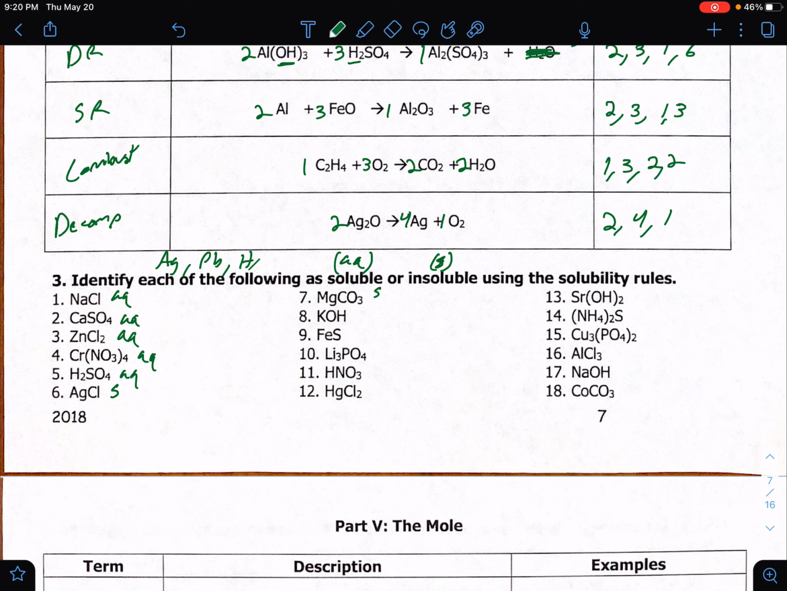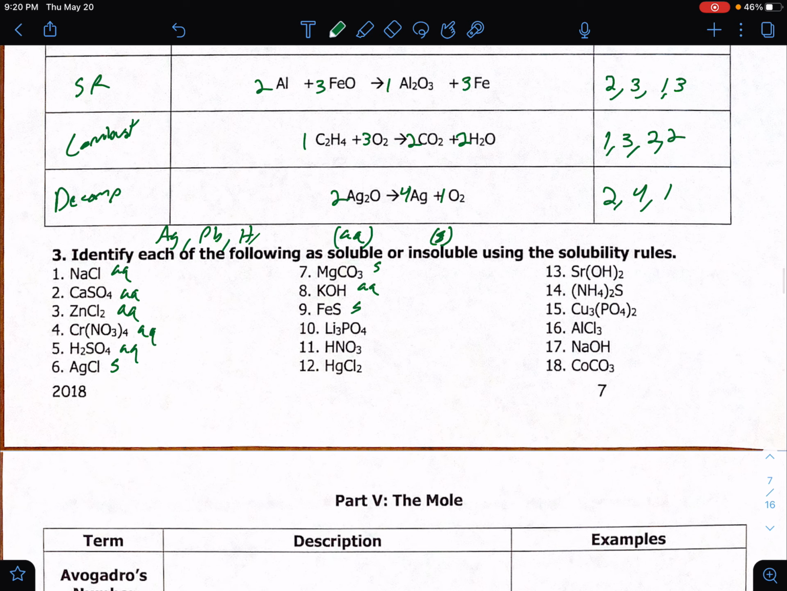Okay, potassium is in group 1. So this is going to be aqueous. Iron's not on my list, sulfur's not on my list, so this is solid. Lithium is on my list, phosphate is not, but lithium is, so this is going to be AQ. Okay, both are on the list, HNO3, so this will be AQ. Hg is a bad guy, and it's bonded to a halide, so this is now a solid.